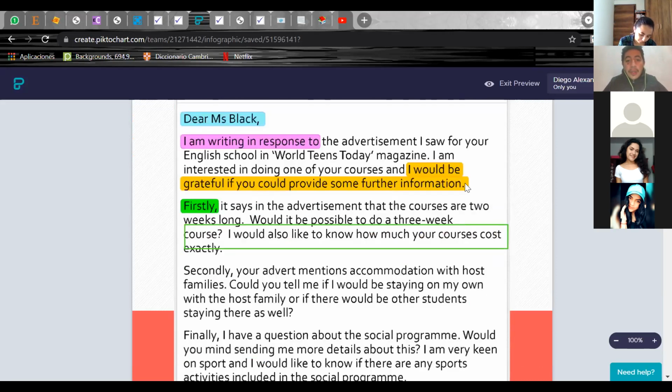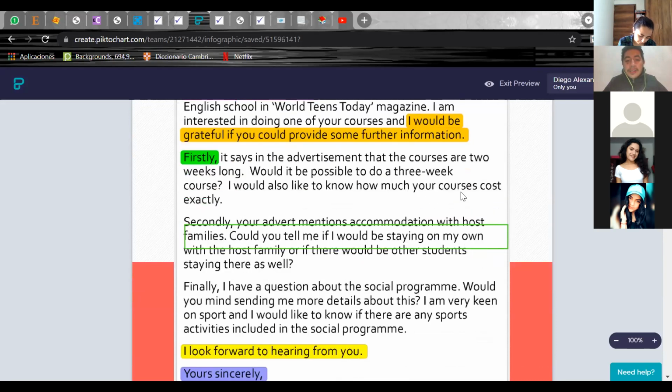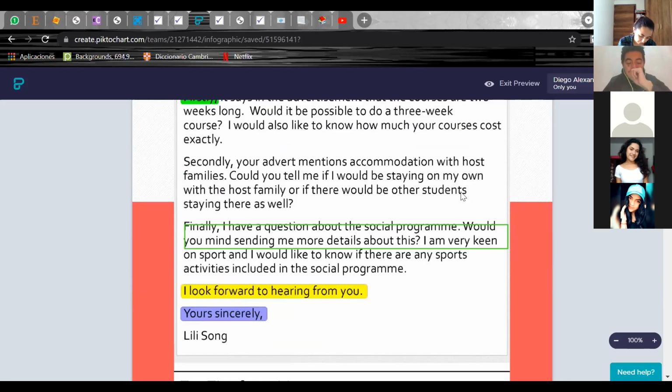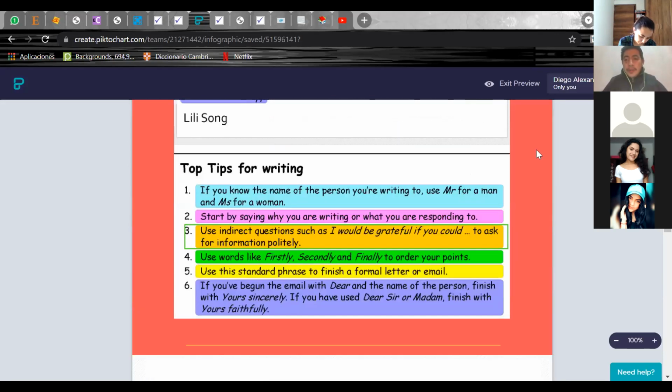Le estaría muy agradecido si pudiera proveerme o darme más información. So this is a kind of indirect question that we need to use to sound more polite. Es una frase que podemos utilizar para sonar más educados. Al momento también puede ser de pedir alguna cosa, to request something in this email.